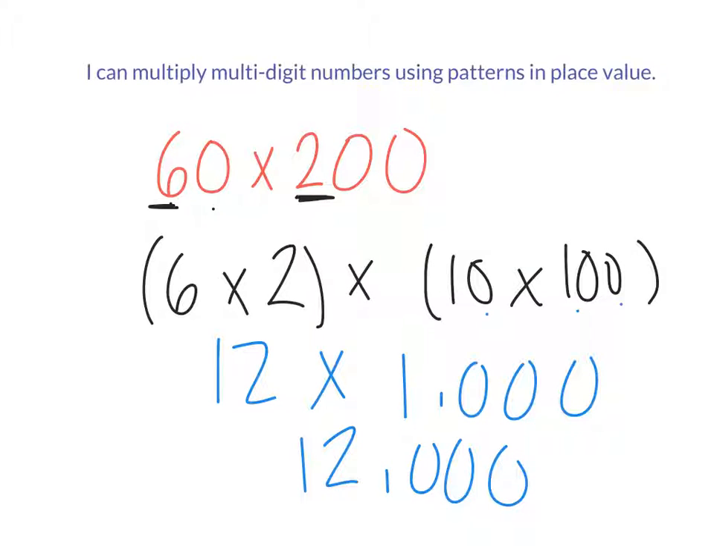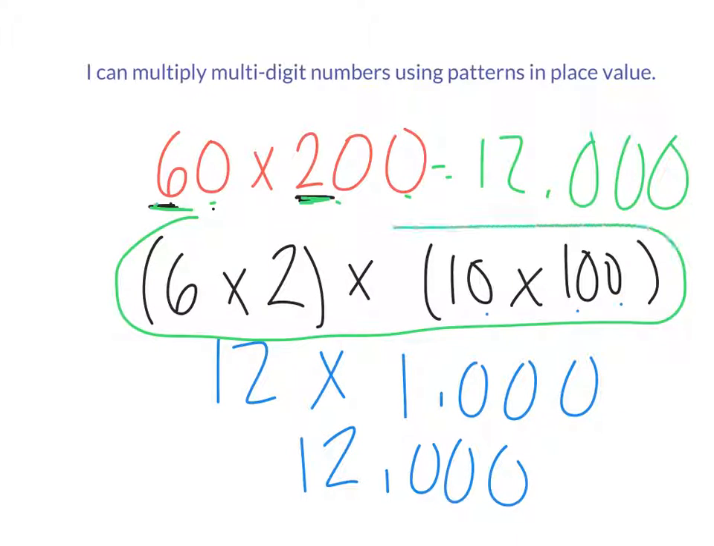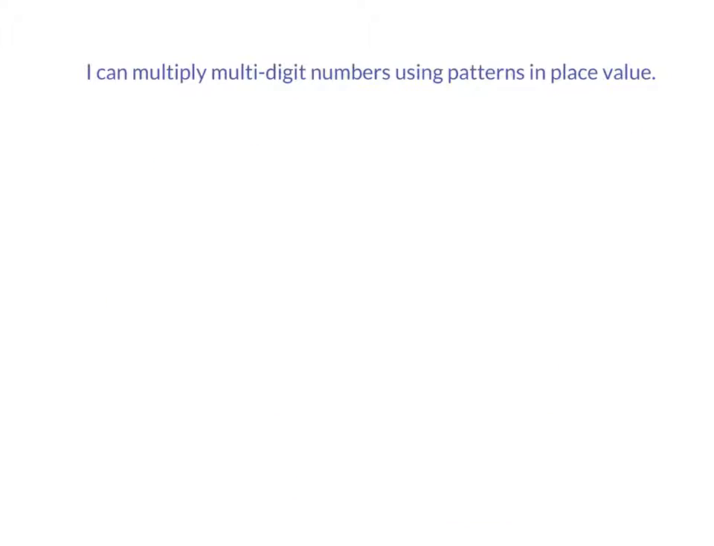Now, if I think about my little trick, I can come back up to my problem. I'm going to do this in green. 6 times 2 equals 12. 1, 2, 3, add 3 zeros at the end. And I can see how 60 times 200 is equal to 12,000 by breaking it up like this. We're going to do some more examples because this can be a little bit tricky when the numbers start getting big. So let's do one with some bigger problems here.